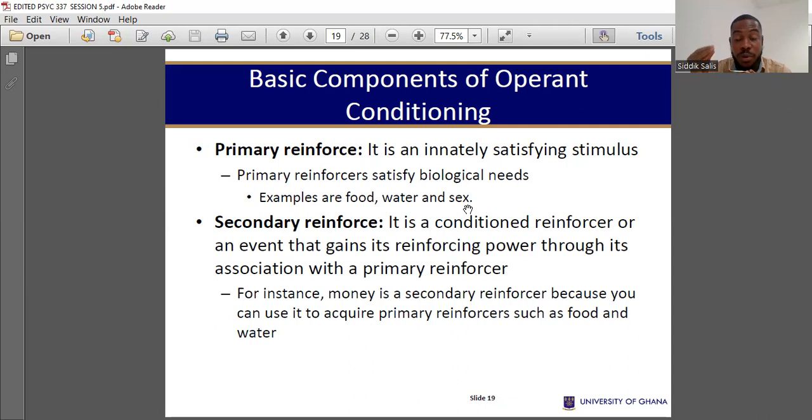When we get money, what do we use it for? To buy food, to build a house, to sleep, to get married and have sex, to buy water. This money is secondary, not the primary. So we use secondary reinforcers to acquire primary reinforcers. Good.